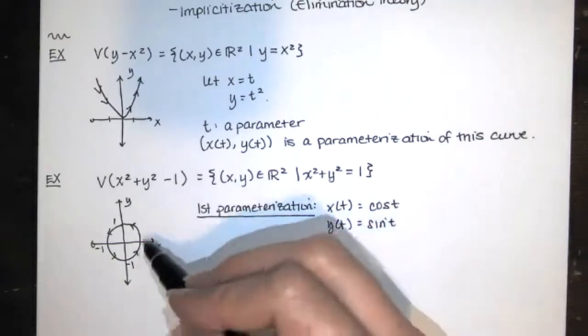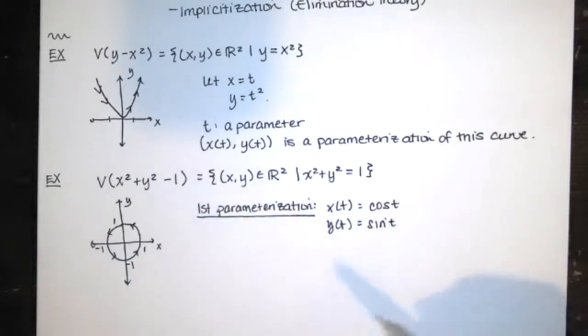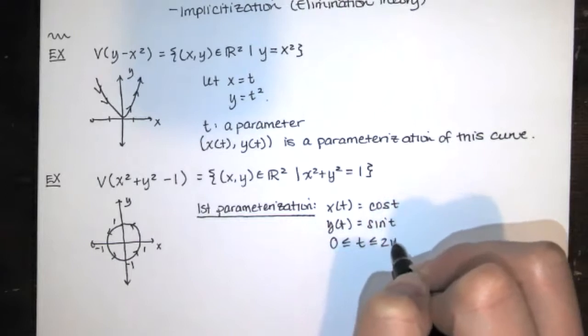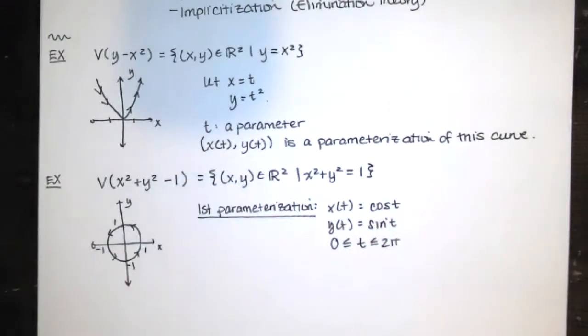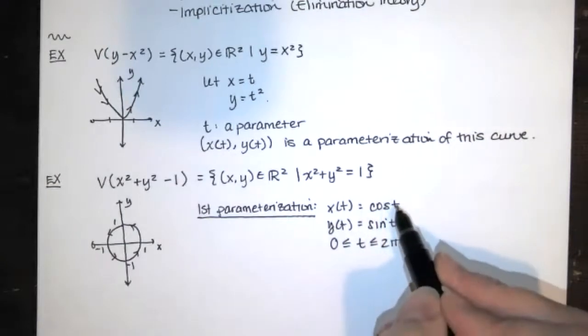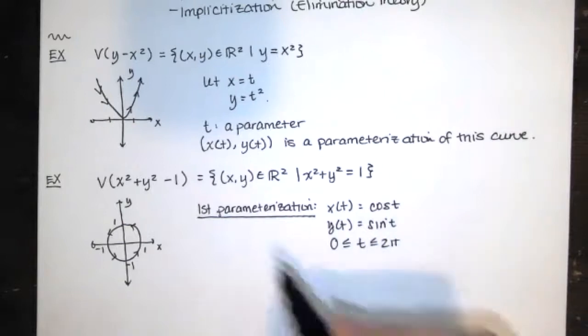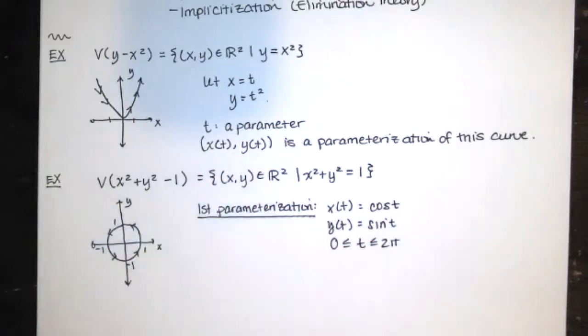Now, we could just trace out this circle for t in the interval from 0 to 2 pi. Then we would only trace out the circle once rather than infinitely many times. Or we could change this cosine of t and sine of t to cosine of 2t and sine of 2t, and we'd go around twice as fast. There are lots of different ways that we could parameterize this circle.